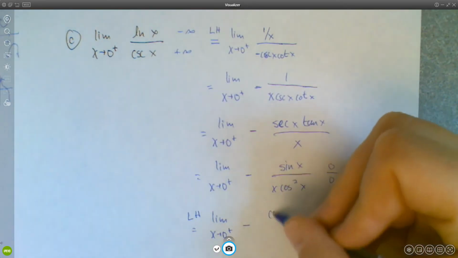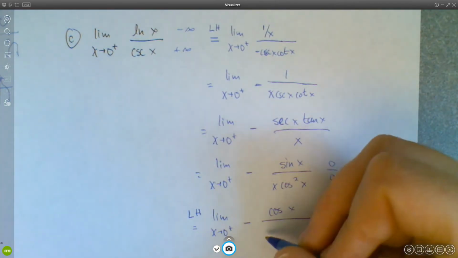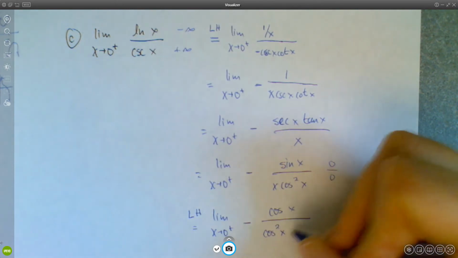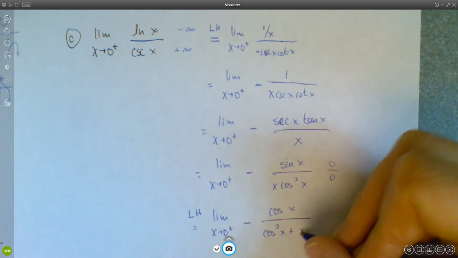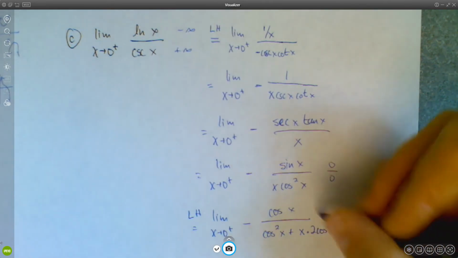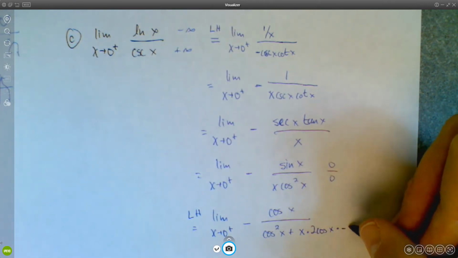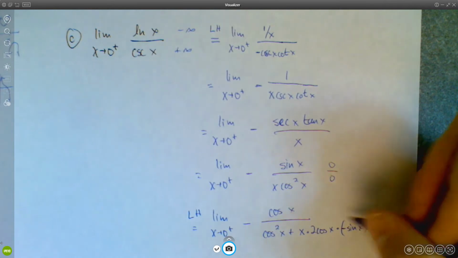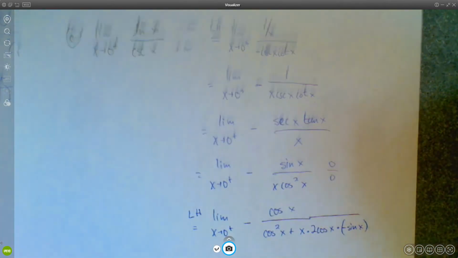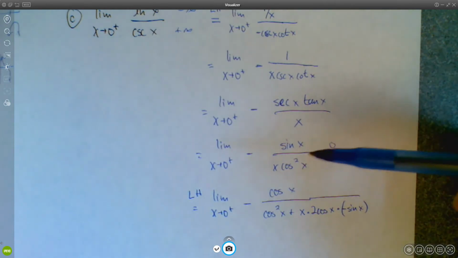So derivative of sine is cosine. In the denominator, I'm going to have to use product rule, right? Derivative of the first times the second plus the first times the derivative of the second. That's 2 cosine x, and that involves chain rule, right? So it's going to be 2 cosine x times negative sine x. Holy schmoly. But I don't have a 0 over 0 anymore. I don't have an indeterminate form anymore.